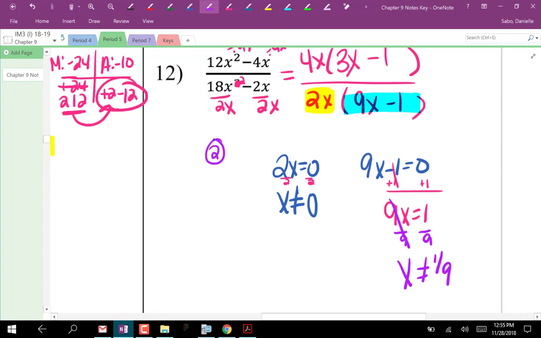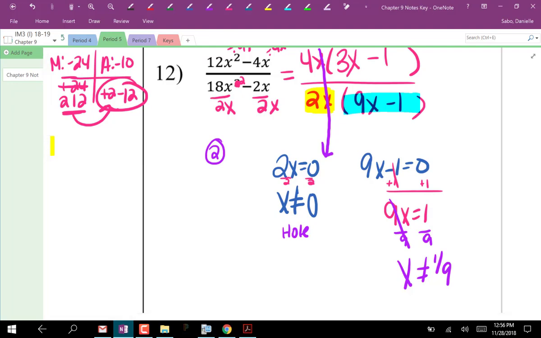Now, this is kind of an interesting one. One of them is a hole. Can you tell me which one? Is it the 0 or the 1/9? Which one's going to cancel with something on top? You see how these x's go away? That's the only thing that actually cancels. If it's the same on top as it is on the bottom, it creates this hole. So I wanted to make sure that you guys saw this type of problem because it creates a hole just because there's a 1x on both the top and the bottom.